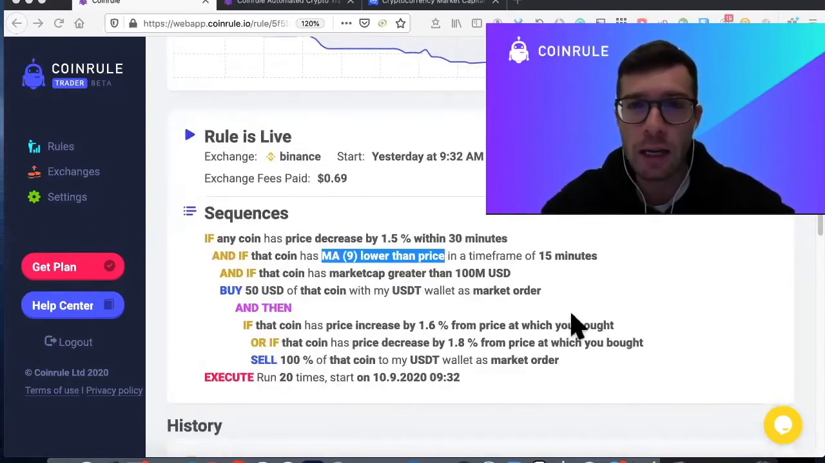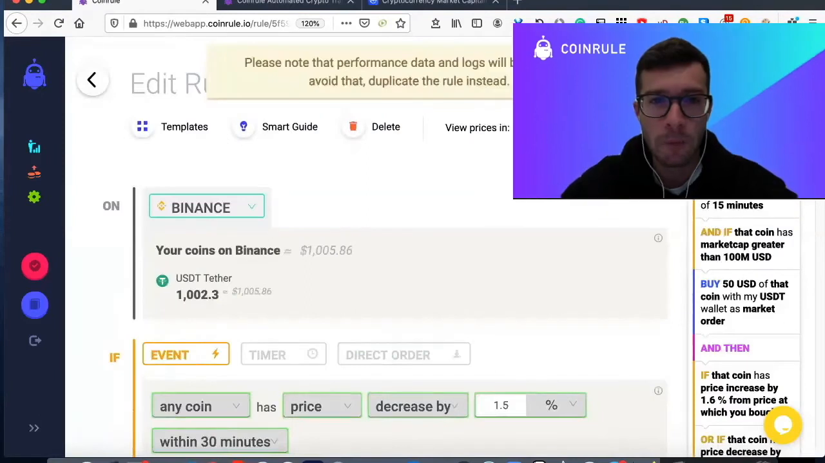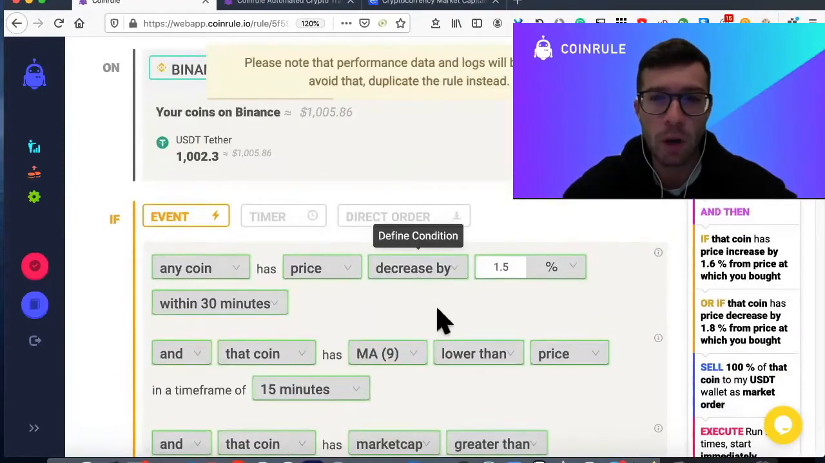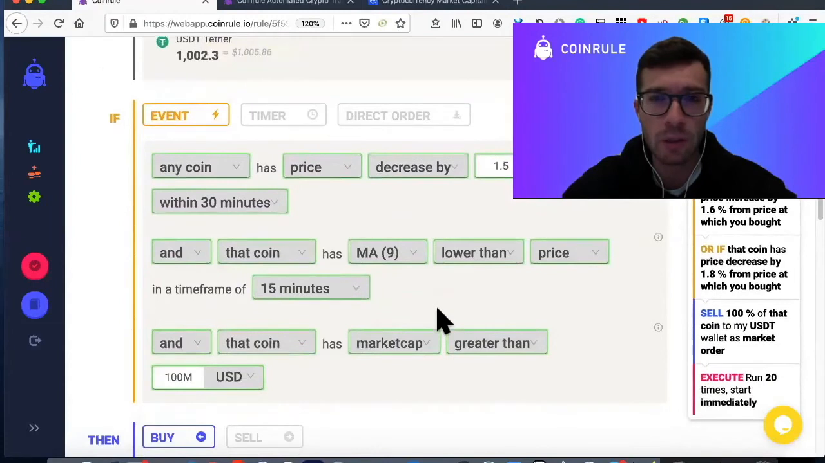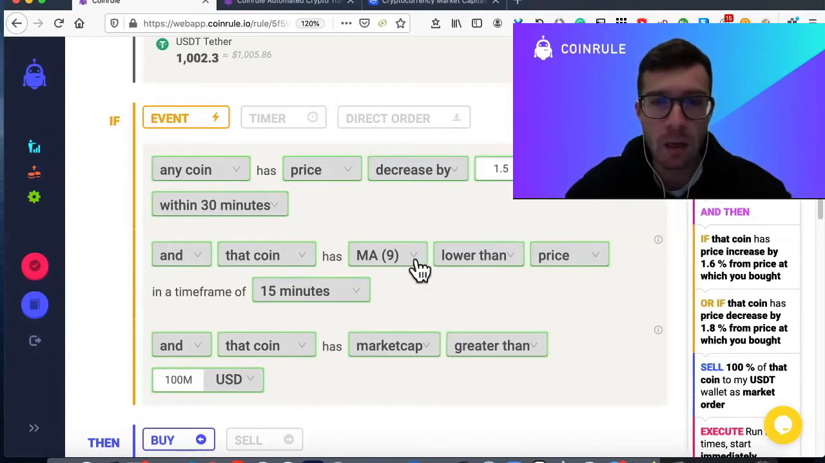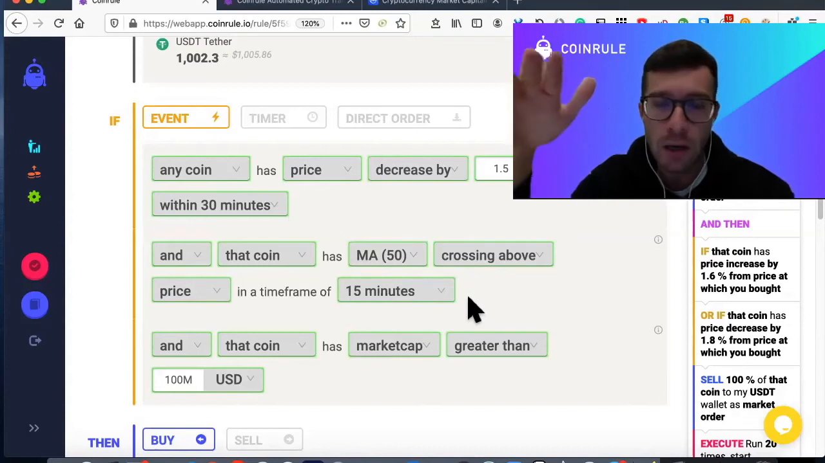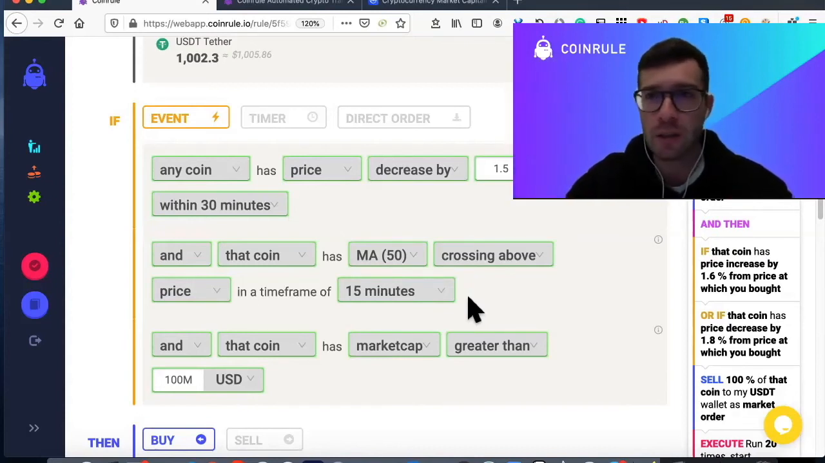We will click on edit. You will see how easy it is to edit and optimize a rule. The price parameter is fine, so I'm okay with buying the dip of coins that have a price decrease of 1.5%. I want to increase, as I said before, the possibility of buying different coins. So let's switch the MA9 into MA50. So we are still on trend, but since the parameter is a bit looser, at that point more coins can be chosen by the bot.